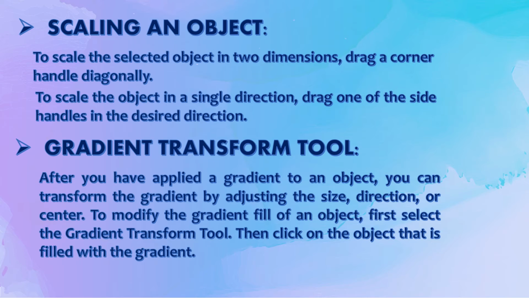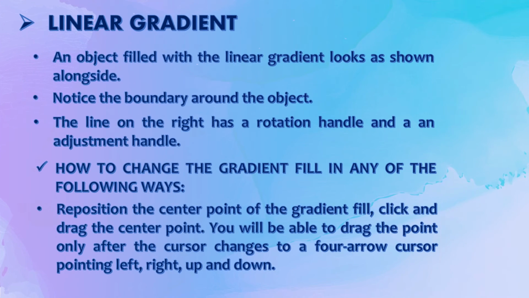Gradient transform tool. After you have applied a gradient to an object, you can transform the gradient by adjusting its size, direction or center. To modify the gradient fill of an object, first select the gradient transform tool, then click on the object that is filled with the gradient. Linear gradient. An object filled with the linear gradient looks as shown. Notice the border around the object. The line on the right has a rotation handle and an adjustment handle.